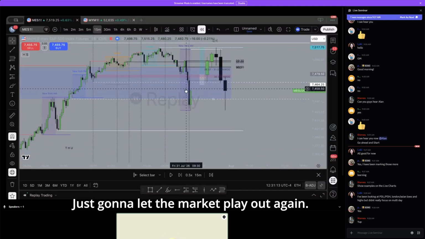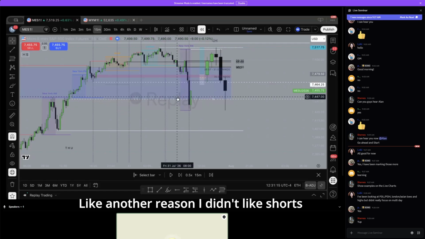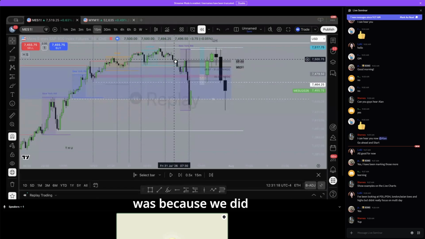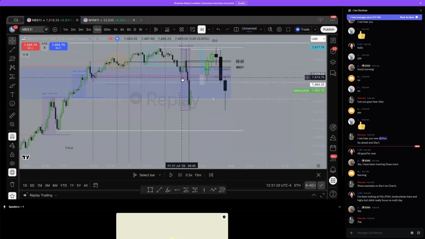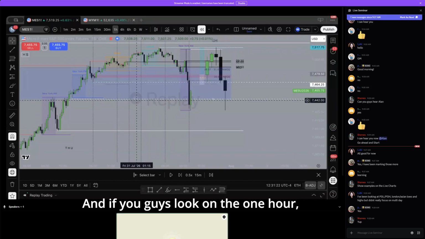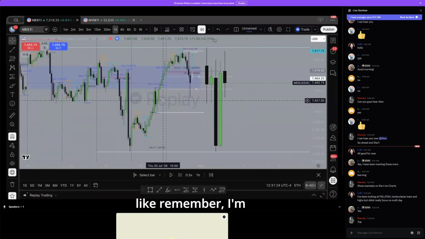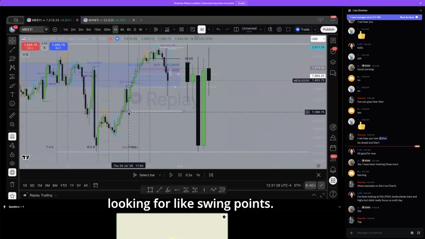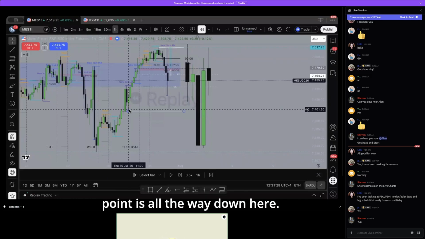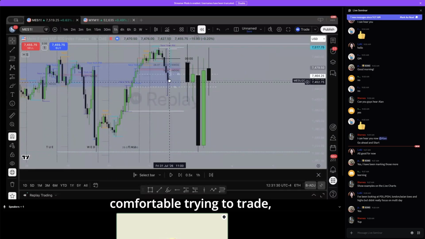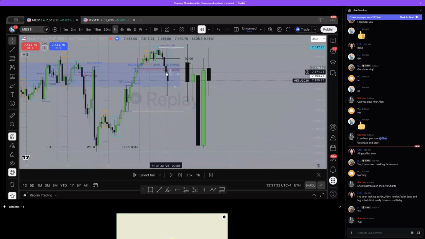Just gonna let the market play out again. Another reason I didn't like shorts was because we did leave these stacked highs, and if you look on the 1 hour, remember I'm looking for swing points. So this next swing point is all the way down here. I don't really feel comfortable trying to catch this whole move.